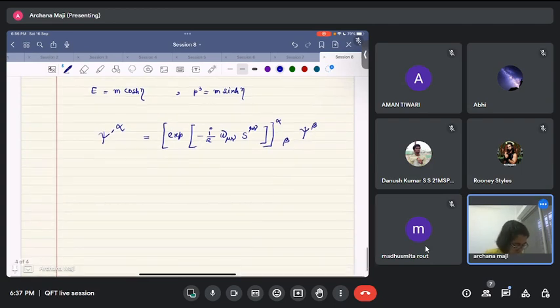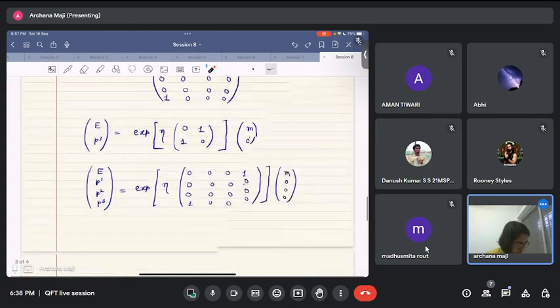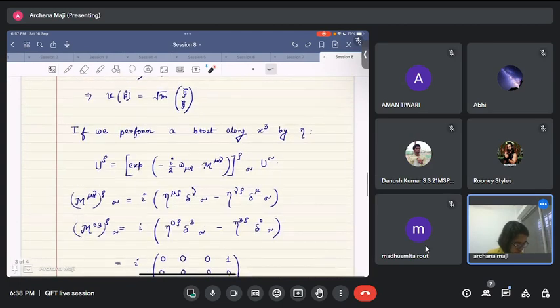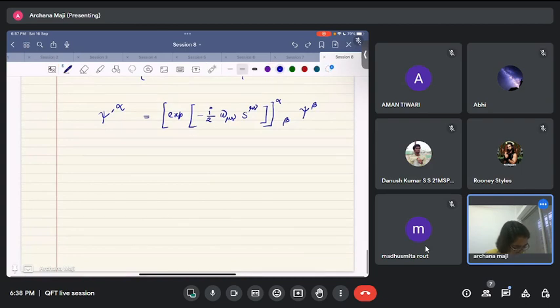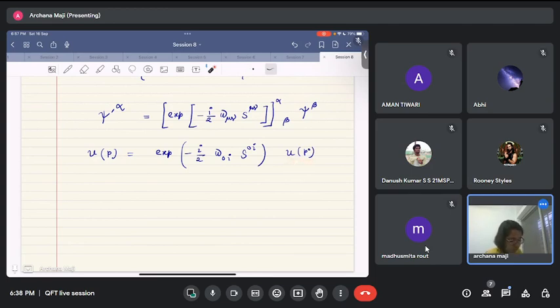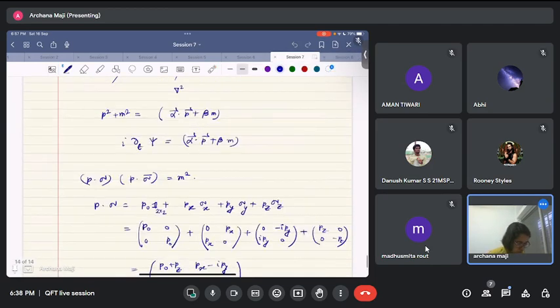Now we are performing a boost, so that means we know the corresponding components: boost will be when mu equal to 0 and nu equal to i, and we are now interested in 0 3. So that means u of P will be exponential of minus i by 2 omega 0 i S 0 i, u p0, meaning the solution in the rest frame of reference that we have already obtained. Okay, can somebody remind me what is S0i? I forgot. Let me see.